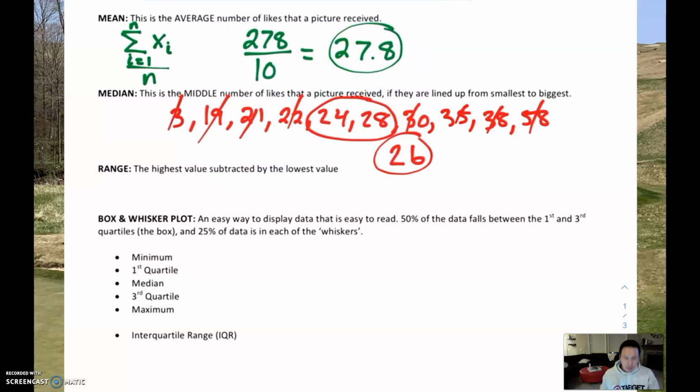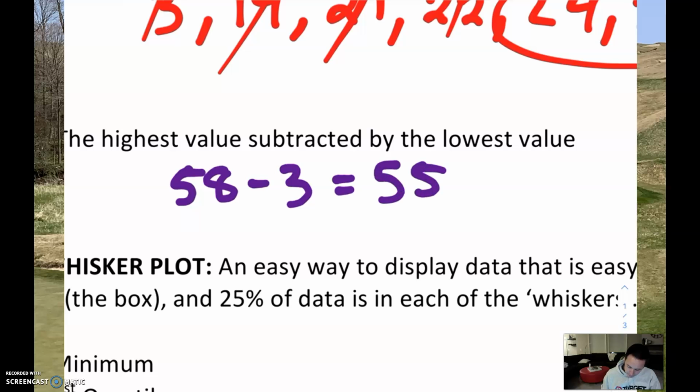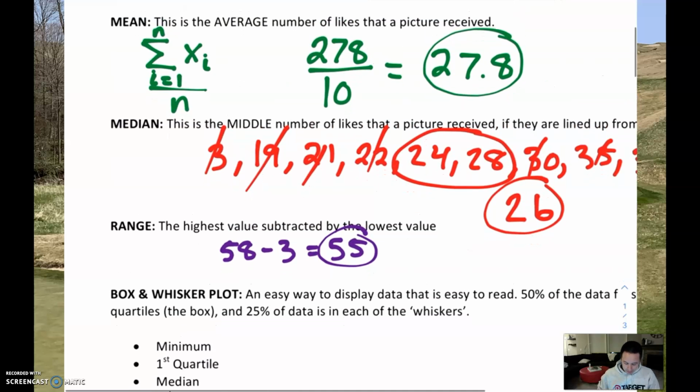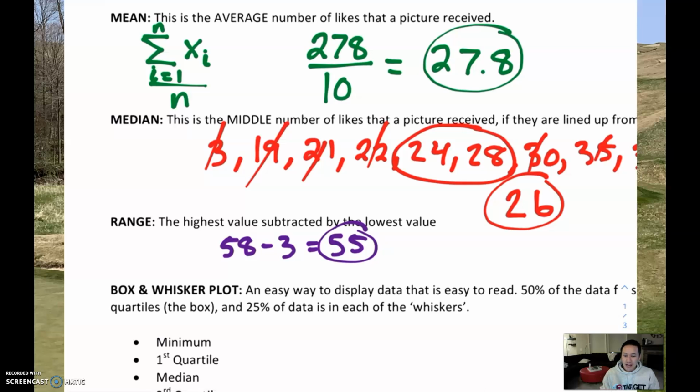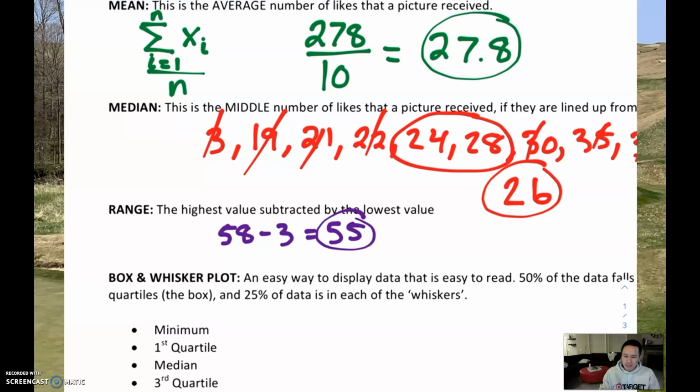Next thing we have to know is the range. And the range is just the highest value subtracted by the lowest value. So the highest value was 58. The lowest value was 3, which means the range is 55. So they had anywhere from 3 likes to 58 likes, and it spans 55. So mean, median, range. You might also be thinking the mode. That's the one that happens the most often. In this case, they all happen once each, so there is no mode. So if something happens multiple times and it happens the most often, that's called the mode.